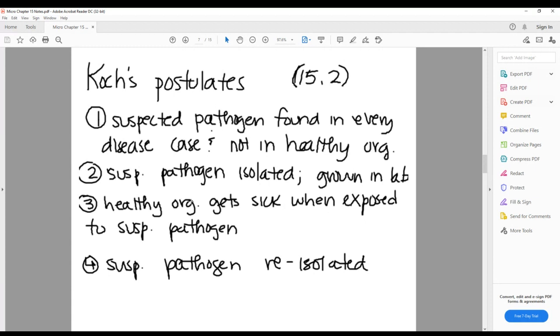Syphilis, Treponema pallidum, we can't get it to grow in the lab, okay? We can't get it to grow in culture in the lab. So we honestly can't fulfill Koch's postulates for every disease. We try, but we can't do it for every disease.